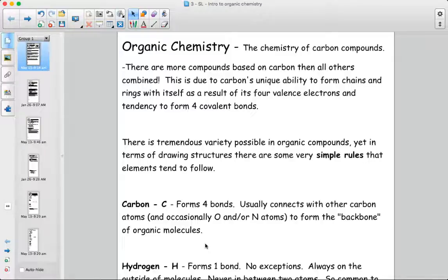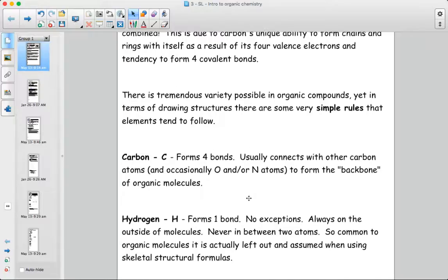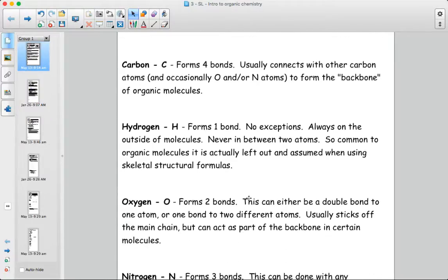Carbon has 4 valence electrons, and so normally forms 4 covalent bonds, and it's able to form these really extensive, complicated chains and rings with itself, which is why there's so much variety. Luckily, though, actually drawing the structures, the elements tend to obey the octet rule, and so they're pretty simple to draw if you remember the simple rules.